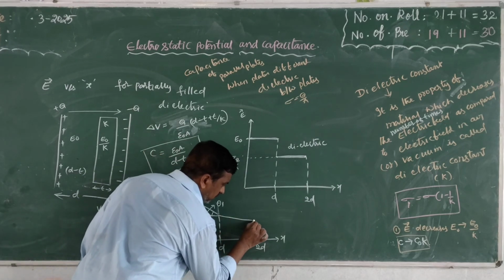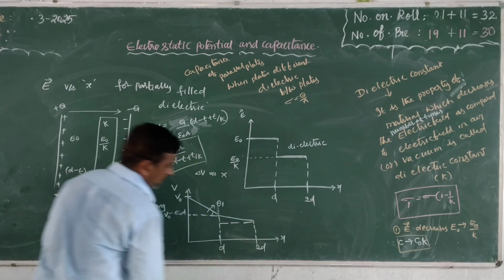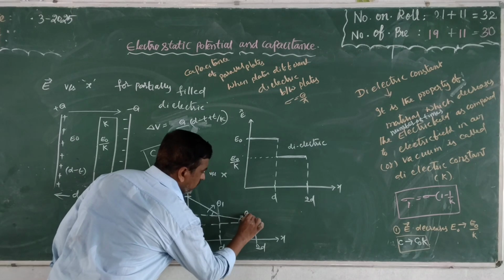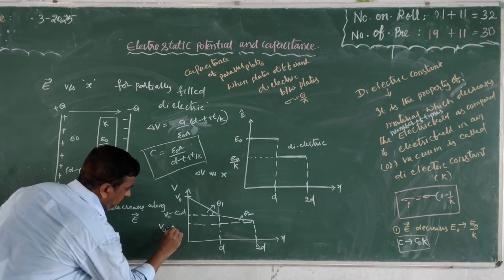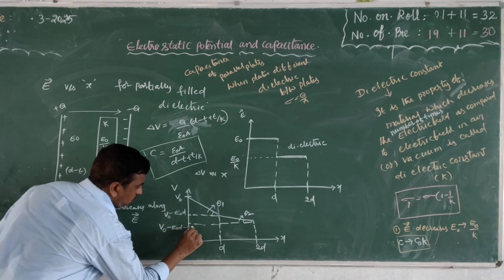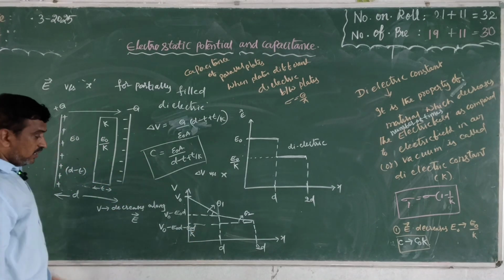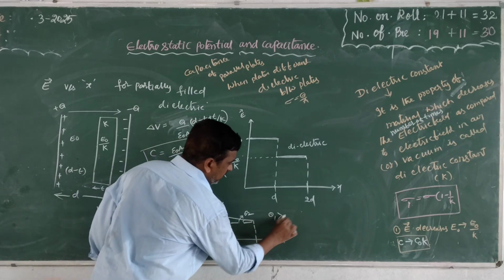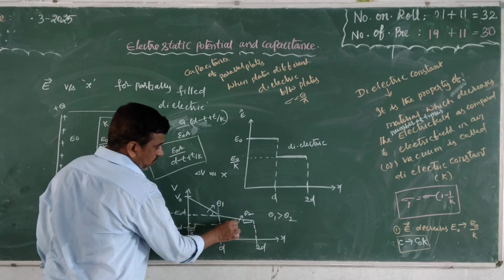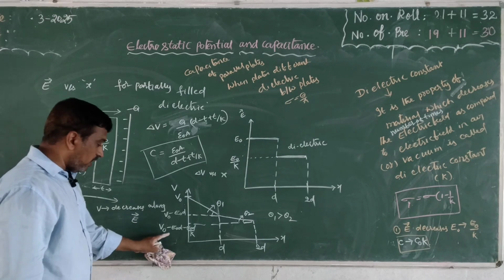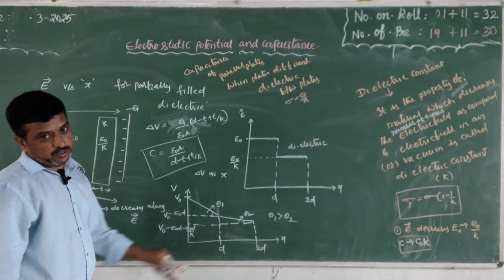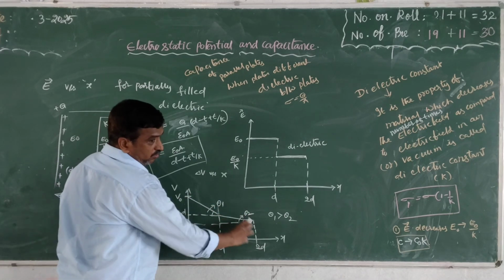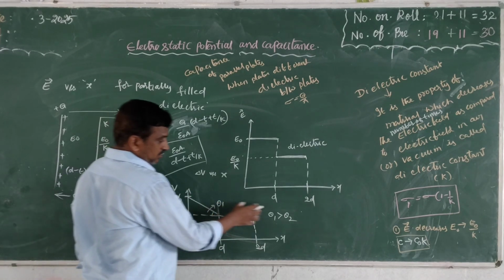This is the change in electric potential. Here it is theta 2. Theta 2 here is V naught minus E naught D minus E naught D by K. It is the change in potential. Here theta 1 is greater than theta 2. In this case, what is the change in potential? V naught minus E naught D minus E naught D by K. Here the change in potential is maximum, and here it is minimum. That's why theta 1 is greater than theta 2.